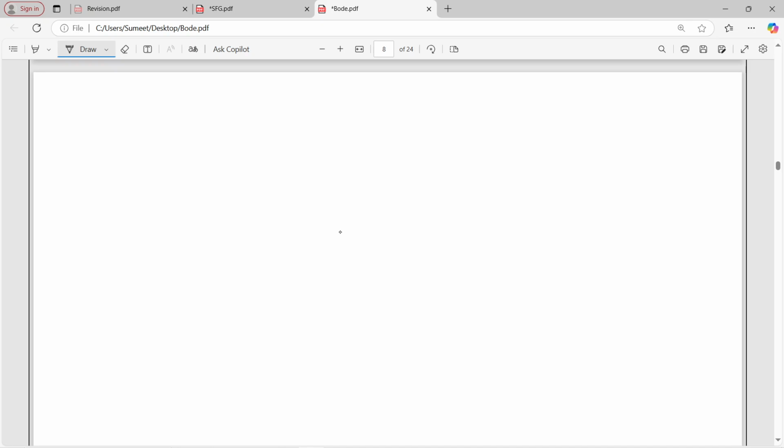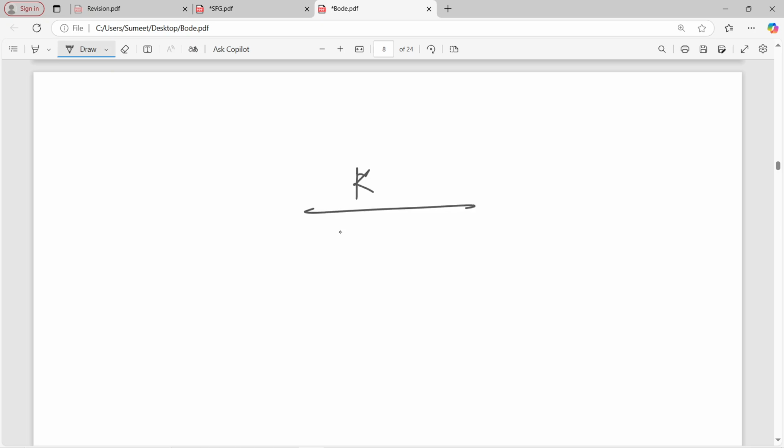Hello everyone. Now we will see the construction of root locus. So let us say this is the transfer function given, k upon s (s plus 2)(s plus 3), and we have to plot the root locus.